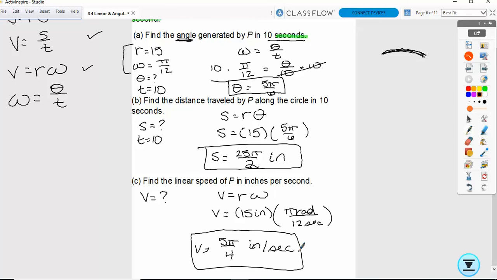V and omega, they're both velocities. So their units will always be something per something. V is linear, so it's a distance you could measure with a ruler. So it'll be like inches per second, meters per minute, miles per hour, something like that. Questions on this example?